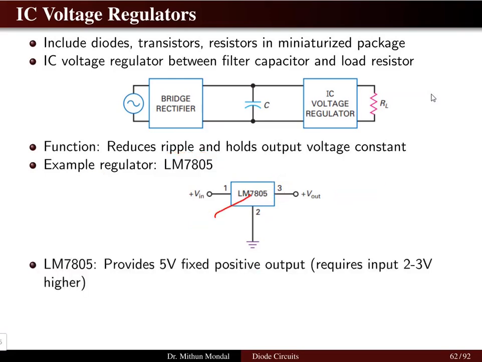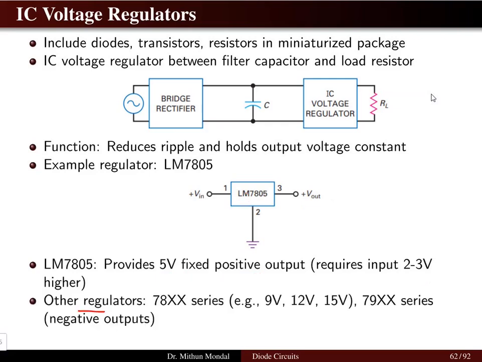The LM7805 provides a 5 volt fixed positive output, and it requires an input voltage 2 to 3 volts higher. So if you want a constant output voltage of 5 volts, then the input voltage has to be a little bit higher than the output voltage, about 2 to 3 volts higher.